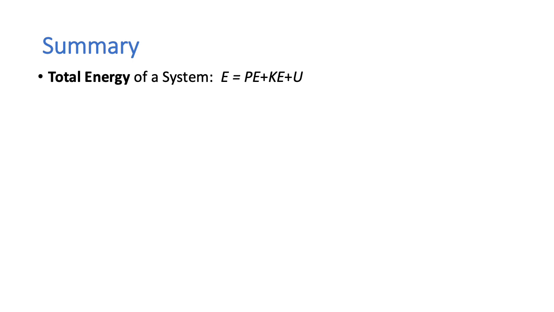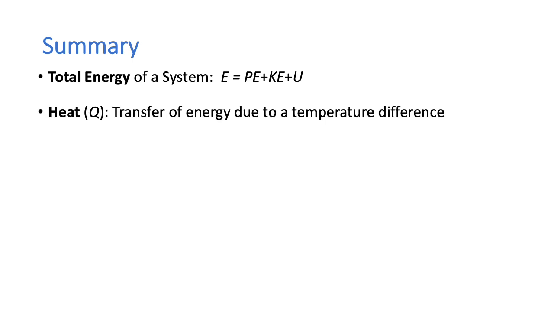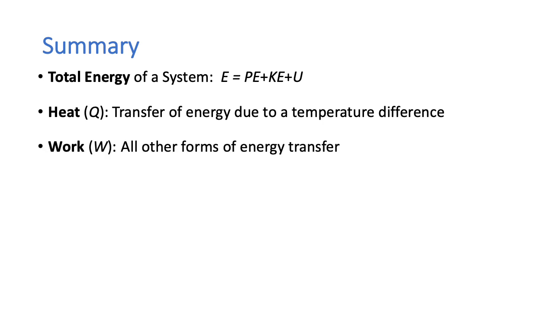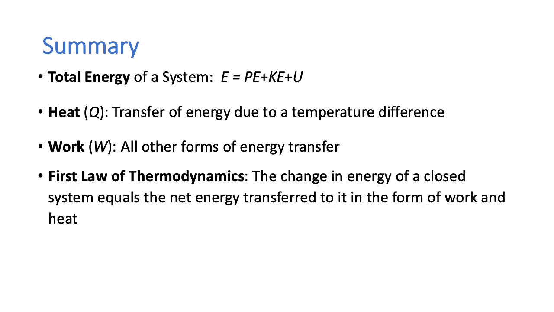To summarize, the total energy of a system, E, is equal to the potential energy plus the kinetic energy plus the internal energy. Heat is a transfer of energy due to a temperature difference. Work includes all other forms of energy transfer. The first law of thermodynamics says that the change in energy of a closed system equals the net energy transferred to it in the form of work and heat. We can write this mathematically as saying Q plus W is equal to delta E, where delta E is equal to delta PE plus delta KE plus delta U.